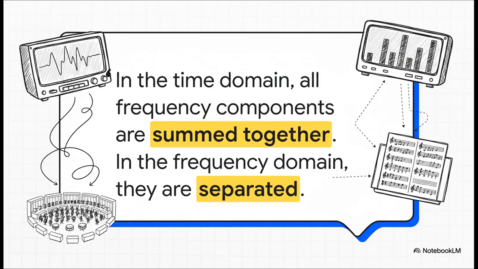Here's a great way to picture that difference. In the time domain, all the different frequency parts of a signal are just mashed together. But in the frequency domain, they're all pulled apart. Think about an entire orchestra playing a big, loud chord. An oscilloscope is like hearing that one combined sound. The spectrum analyzer, though, that's like seeing the sheet music. It separates out and shows you every single note from every single instrument that's making up that chord.